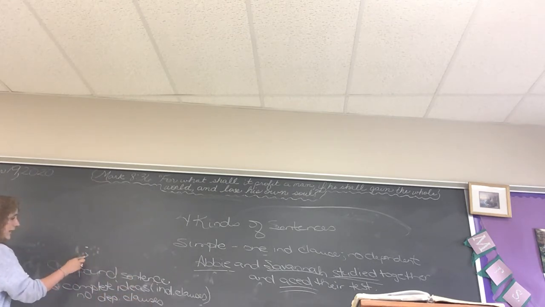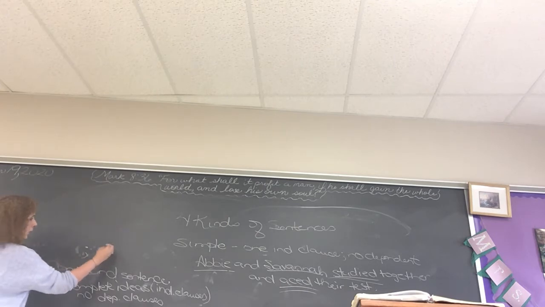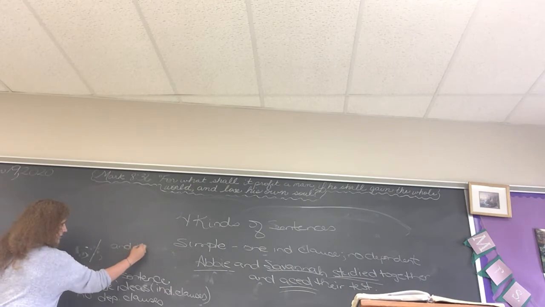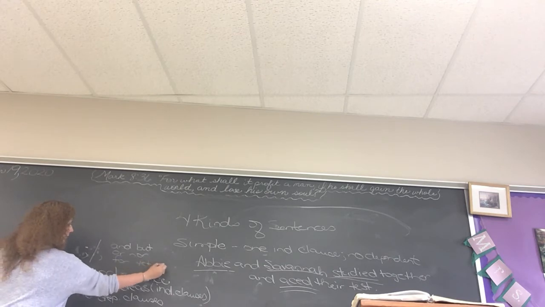okay? In these sentences, remember, you're going to either have one of these probably, or you're going to have a comma and then one of those coordinating conjunctions. And, but, or, nor, for, yet, or so.